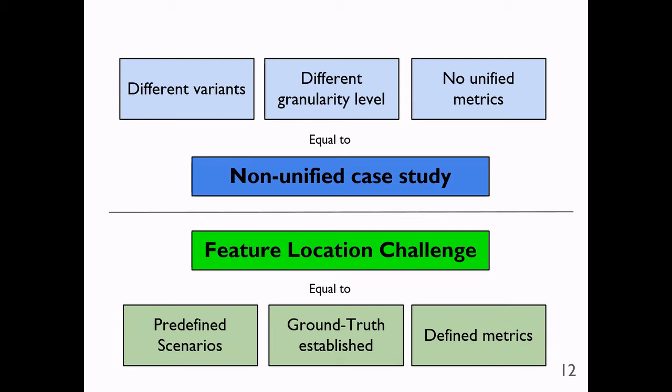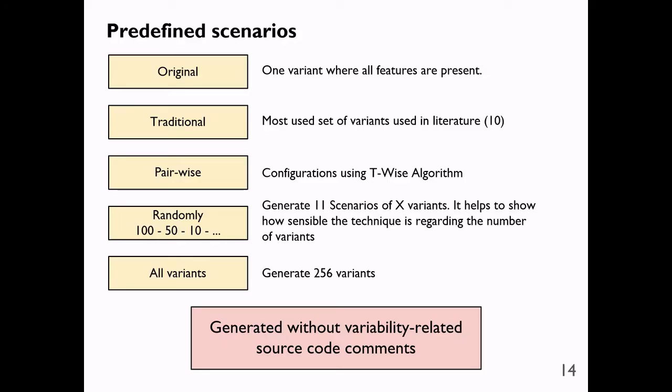Let's go for the first one. The predefined scenarios that we propose are the original one, that is one variant with all the features present. The second one is the traditional, that is the most repeated case that is used in the literature. I'm going to set that there are 10 sets of variants. Also, there are pairwise interactions, that are the configurations that were generated using a t-wise algorithm.